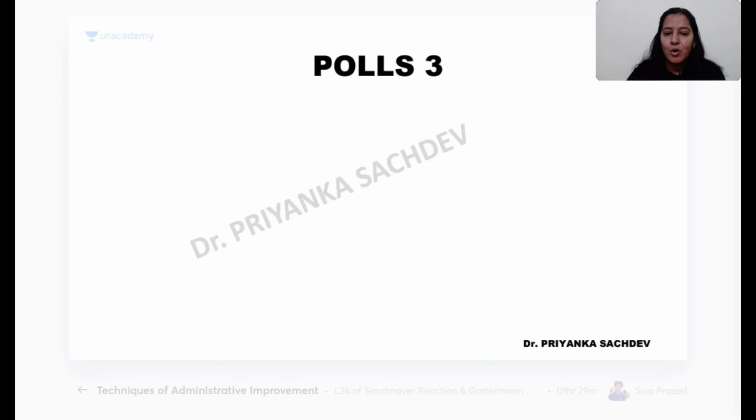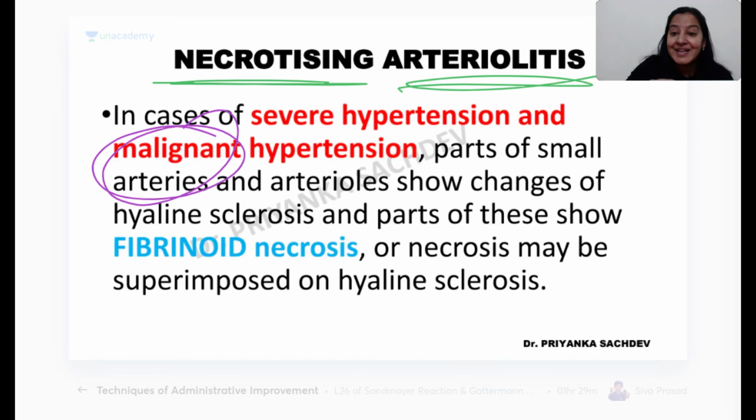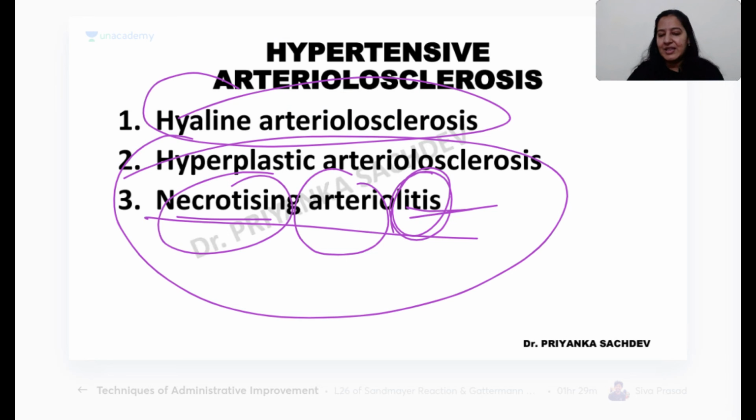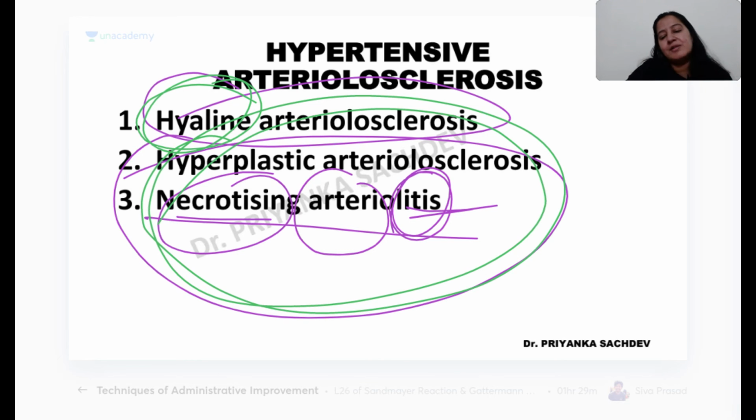Say yes or no. So it is known as necrotizing because fibrinoid necrosis is there. Arteriolitis because neutrophil inflammation is there. Say yes or no. So that is the third thing. So we are done with the 3 things. Number 1, hyaline arteriosclerosis, which is seen in benign hypertension, in which hyaline structureless eosinophilic material is deposited in intima and media. And number 2 and 3, hyperplastic and necrotizing arteriosclerosis, these 2 are seen in malignant hypertension.